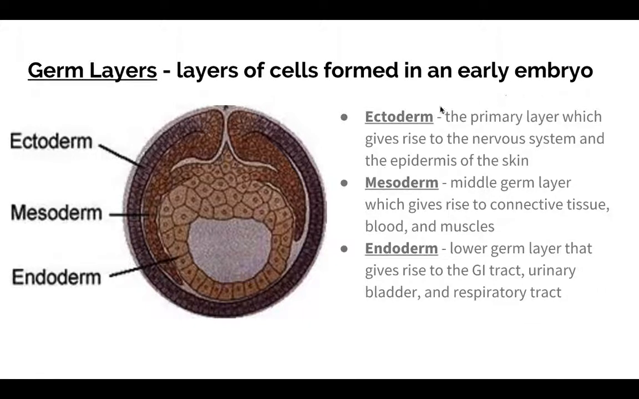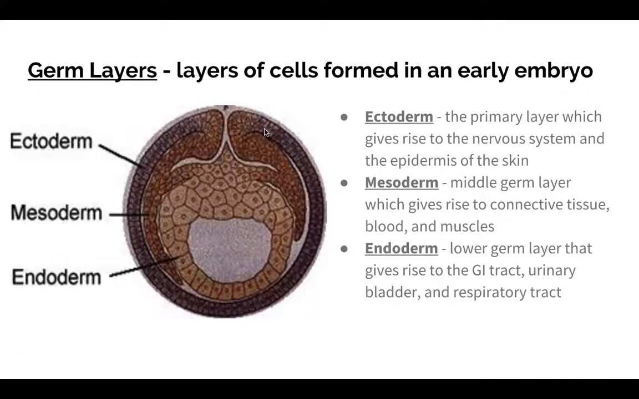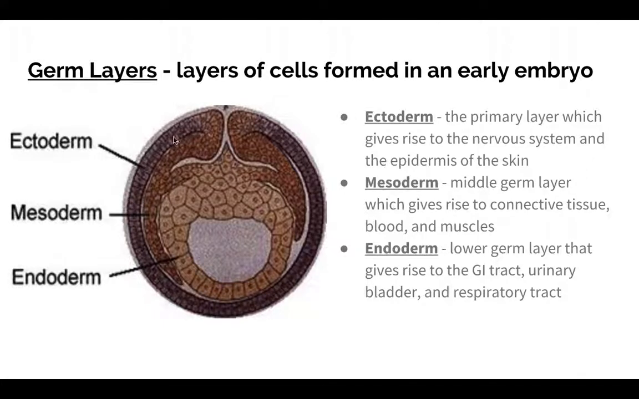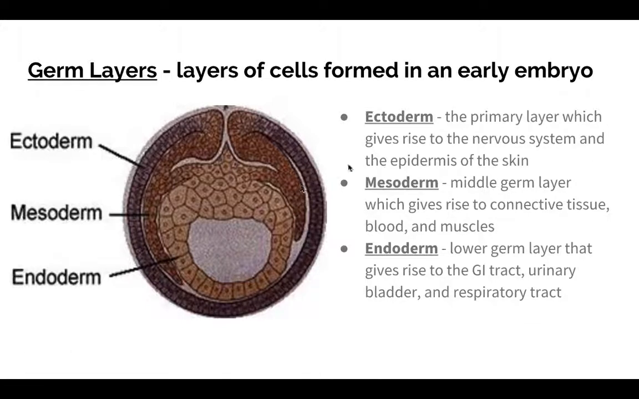And we have these 3 layers. They're the ectoderm, mesoderm, and endoderm. The ectoderm is the primary layer, which gives rise to the nervous system. It kind of looks like the organism develops from the inside out or the outside in, right? Because the nervous system, we know, is encapsulated by your spinal cord and your skull. But your ectoderm is what's forming on the outside here. It's really interesting.